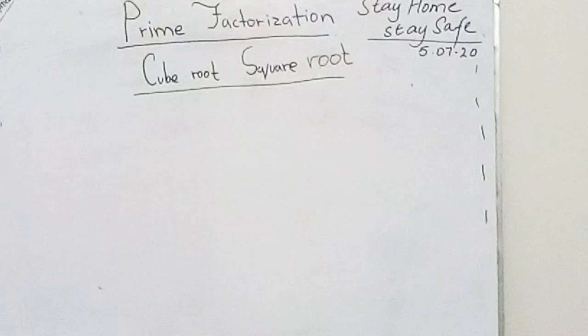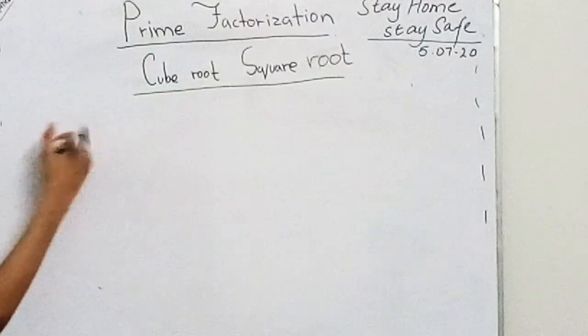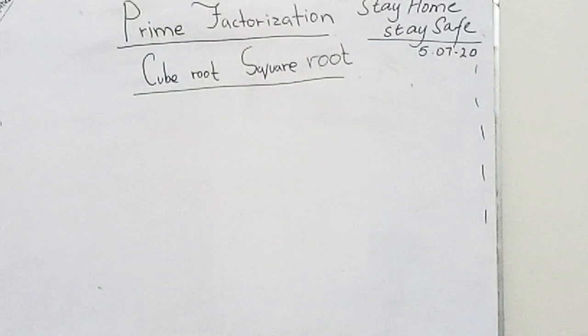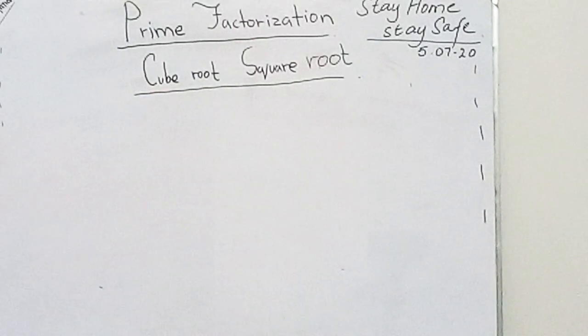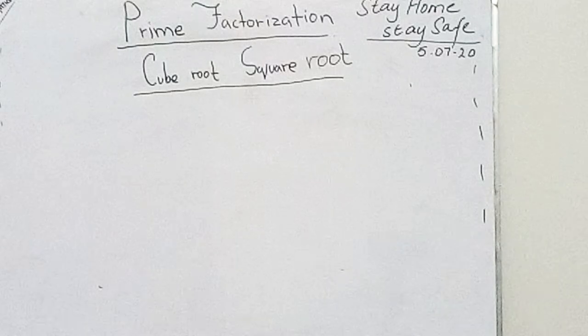Okay, today's topic from the D1 Mathematics new syllabus book is prime factorization, cube root, and square root. Let's start with prime factorization. I'll give you a bit of a recap. Consider a composite number. We learned in the last topic that a composite number is a number with more than two factors. So consider a composite number, for example 16.